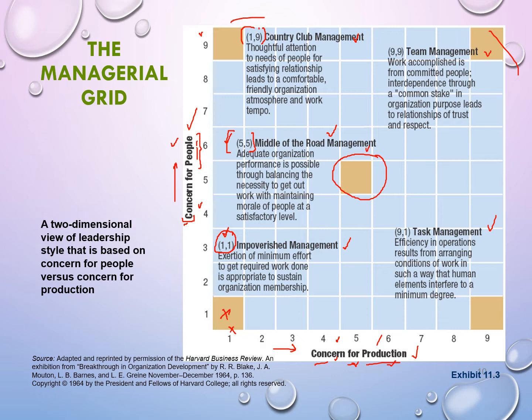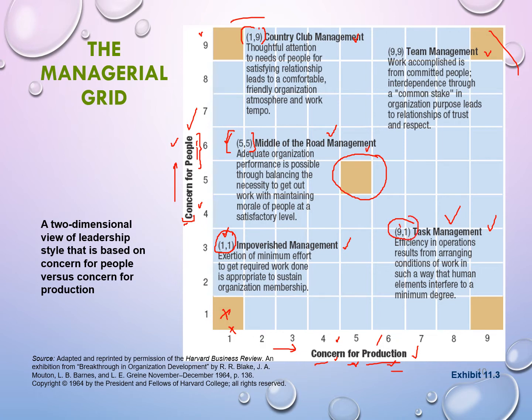Okay, so what will be the consequences? Okay, the production is only moderate and the job satisfaction is only moderate as well, not high. Okay, for both behavioral dimension. Then we go to the fourth leadership style, that is task management. Okay, at a coordinate of 9 and 1.